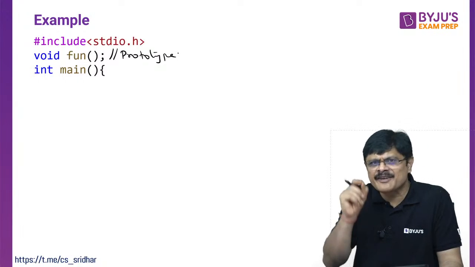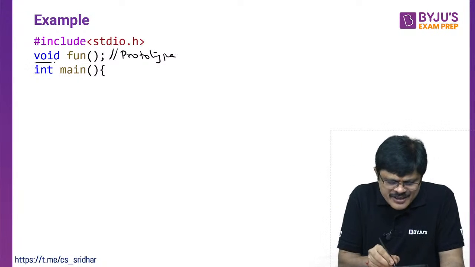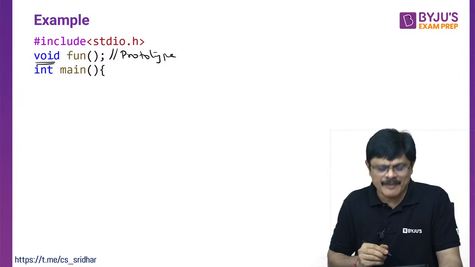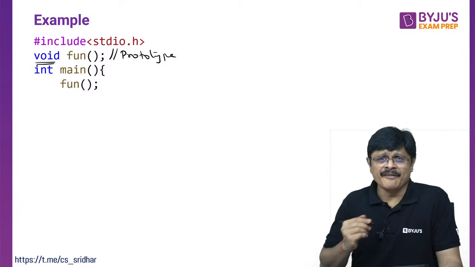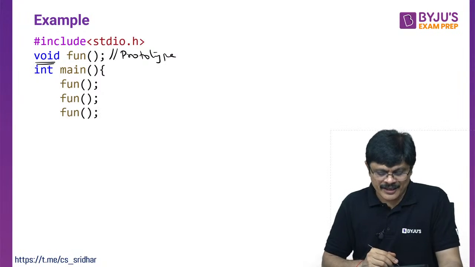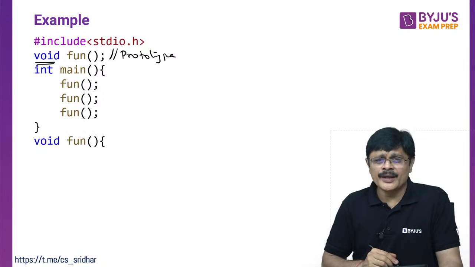I am having a function which does not take any argument and which does not return anything. And this is the main function. From the main function, I am calling this function 3 times. Now this is the function definition, my dear friends.